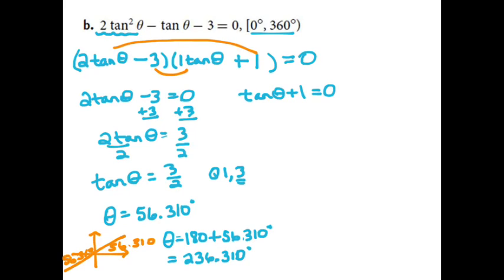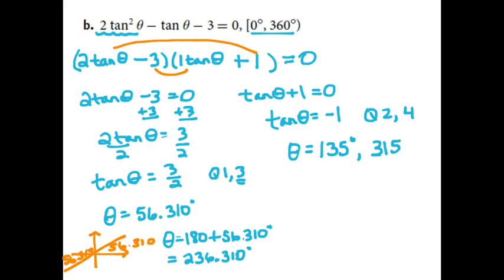I also have tangent theta plus 1 equals 0. So tangent theta equals negative 1 if I subtract 1 to the other side. Now this is a unit circle value. Tangent theta is equal to 1 at the 45 degree angles. Tangent is negative in quadrants 2 and 4. So I'm looking for those 45 degree angles in quadrants 2 and 4. So that's going to be 135 degrees. That's our quadrant 2 angle. And then the quadrant 4 angle is 315 degrees.